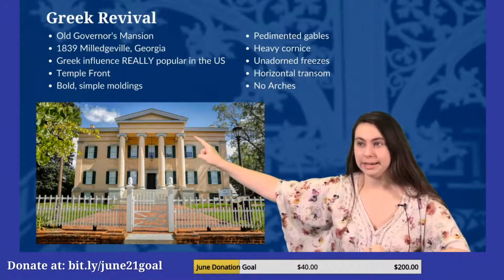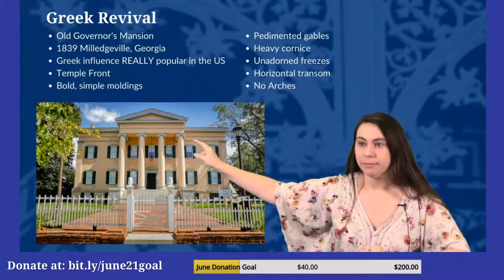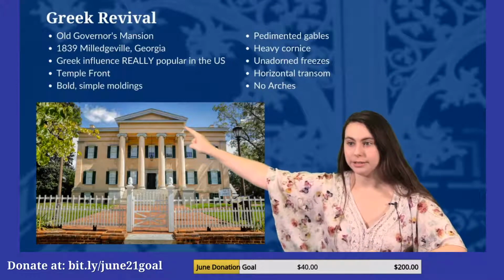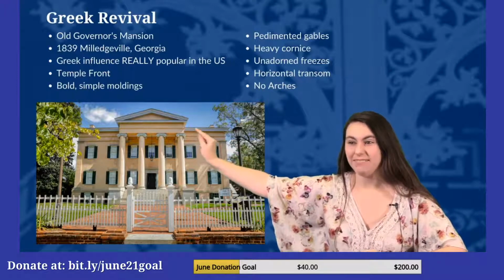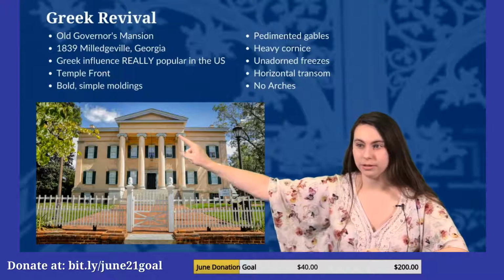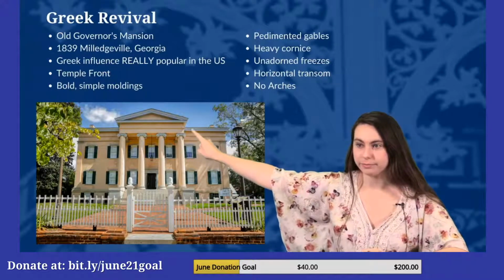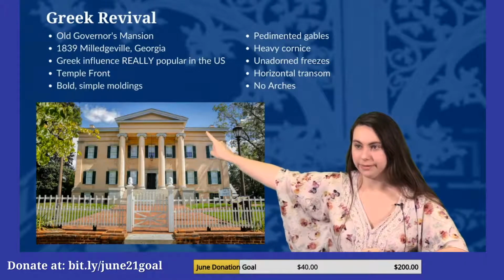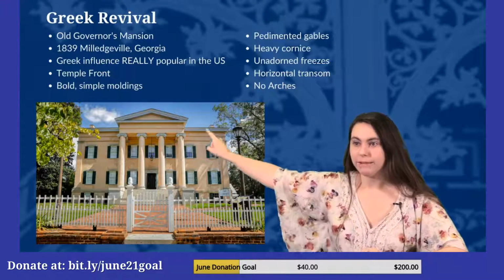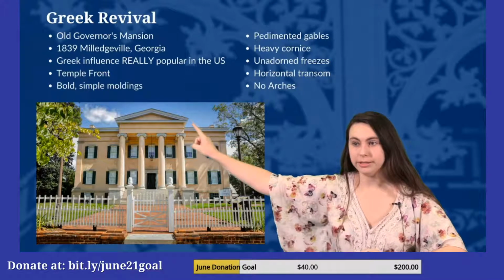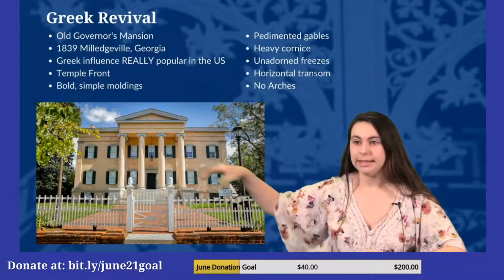But you have the pediment here. You then have the pedimented gables, as you can see, that are up here. A very heavy cornice, and the cornice is the thing that runs along the building right there. That's the cornice, so it's very, very heavy. You have the unadorned frieze, which is the middle of the pediment there, and it is unadorned.